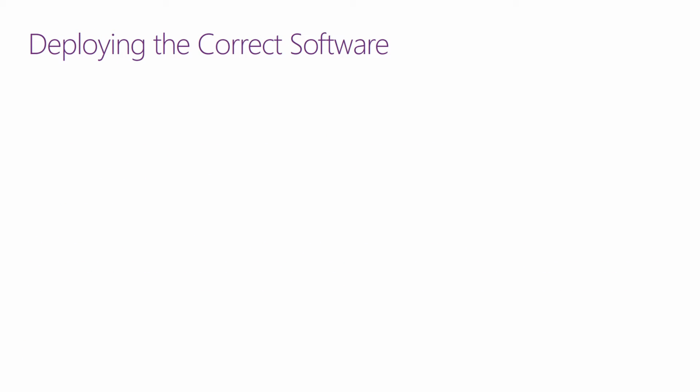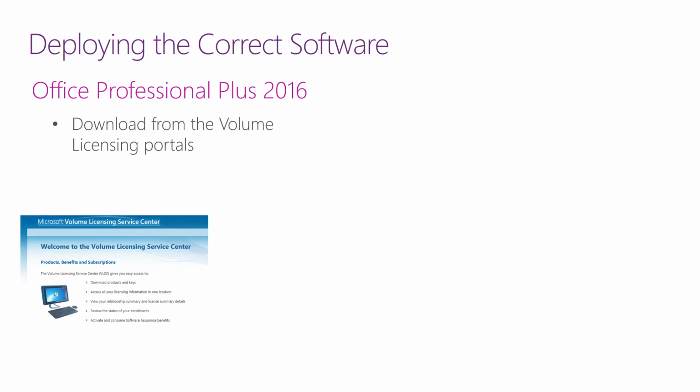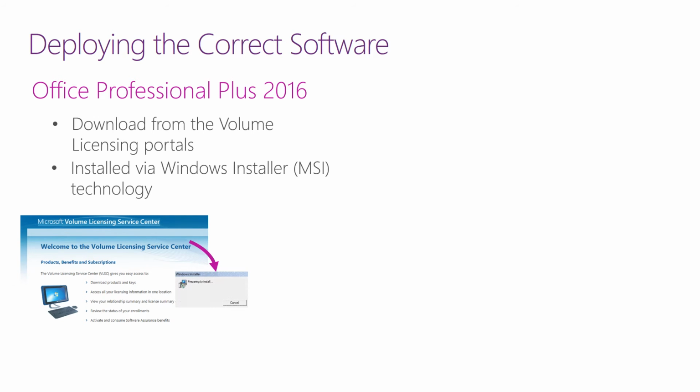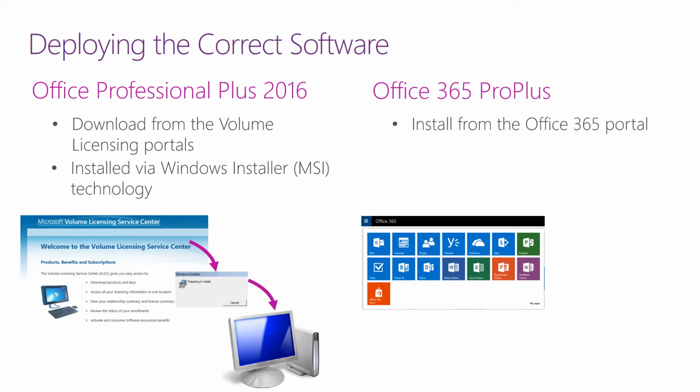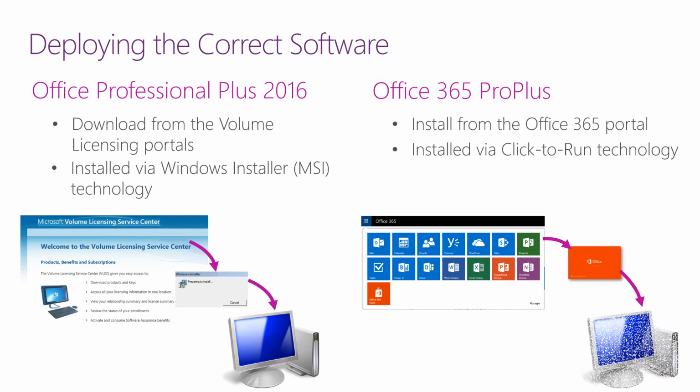This is actually the case with Microsoft Office. Microsoft Office Professional Plus 2016 is downloaded from the volume licensing portals, and it's installed via MSI or Windows Installer technology. Whereas Office 365 Pro Plus is available to be installed from the Office 365 portal, and that's installed via Click to Run technology. From a user perspective, the products look and feel the same.